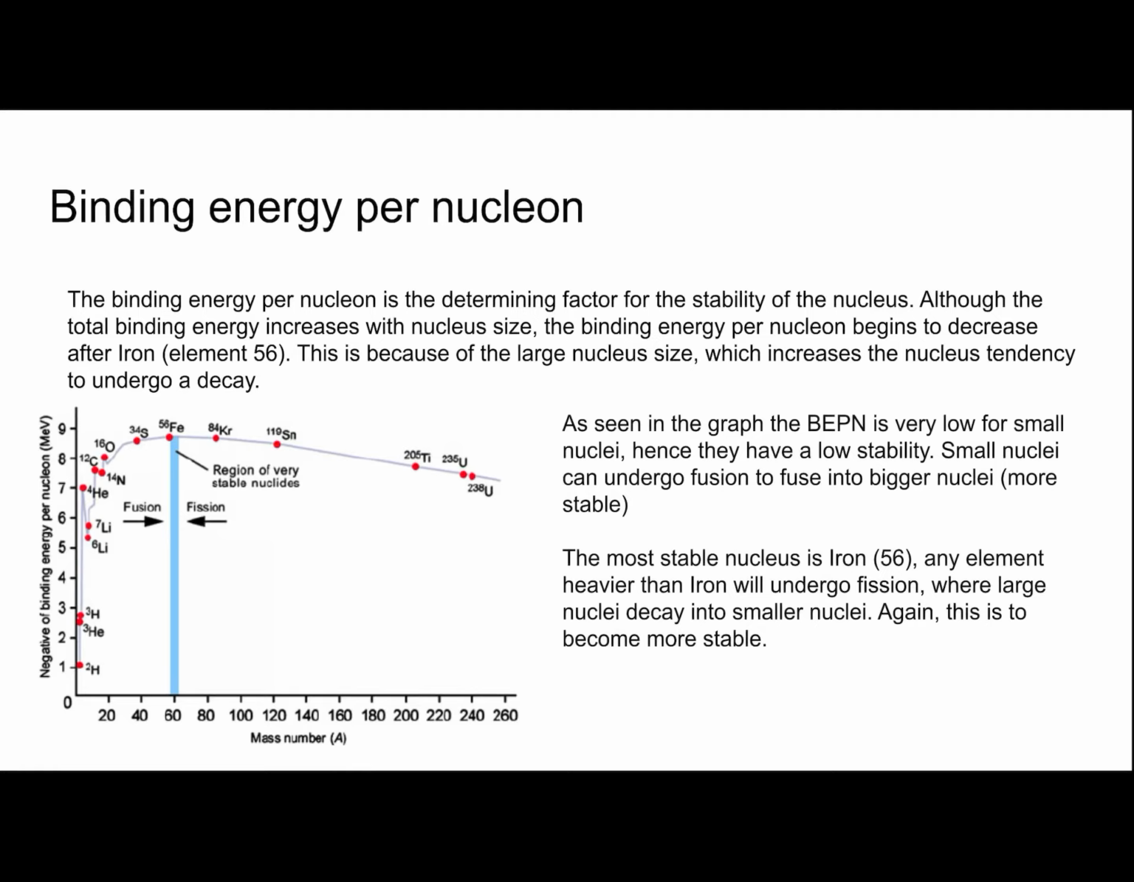As seen in the graph, the BEPN, that's just the abbreviation for binding energy per nucleon, is very small for small nuclei that have low stability. The most stable nucleus is iron 56. Iron is actually element 26 on the periodic table, but any element heavier than iron will undergo fission. 56 is actually the mass number of iron. That's the atomic number of iron; its position on the periodic table is actually 26. So any element heavier than iron will undergo fission, where large nuclei decay into smaller nuclei. Again, this is to become more stable.